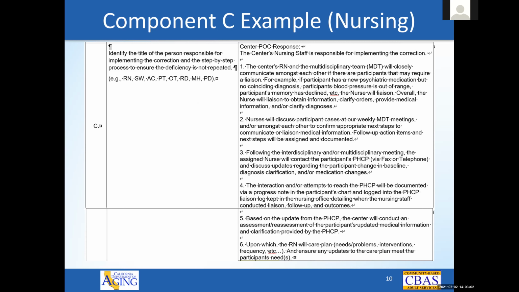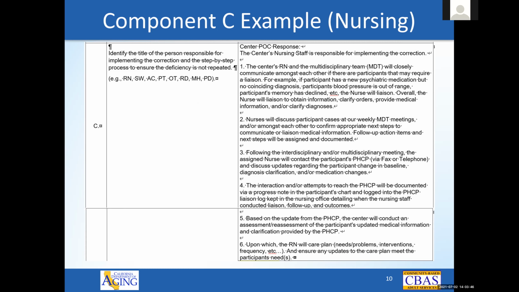Follow-up action items and next steps will be assigned and documented. Following the interdisciplinary and/or multidisciplinary meeting, the assigned nurse will contact the participant's personal health care provider via fax or telephone and discuss updates regarding the participant's change in baseline, diagnosis, clarification, and/or medication changes. The interaction and/or attempts to reach the participant's healthcare provider will be documented via a progress note in the participant's chart and logged into the participant's healthcare physician liaison log kept in the nursing office, detailing when the nursing staff conducted liaison, follow-up, and outcomes occurred.